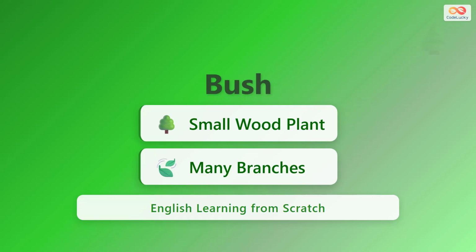Bush is small wood plant, smaller than tree with many branches from ground. Bushes have thick stems and green leaves. Some bushes have thorns. They grow in gardens.